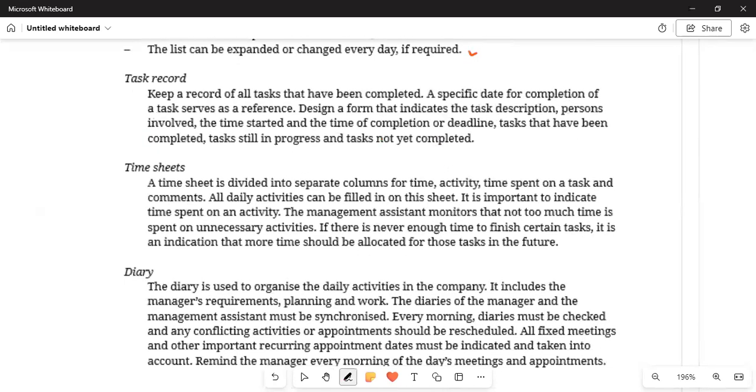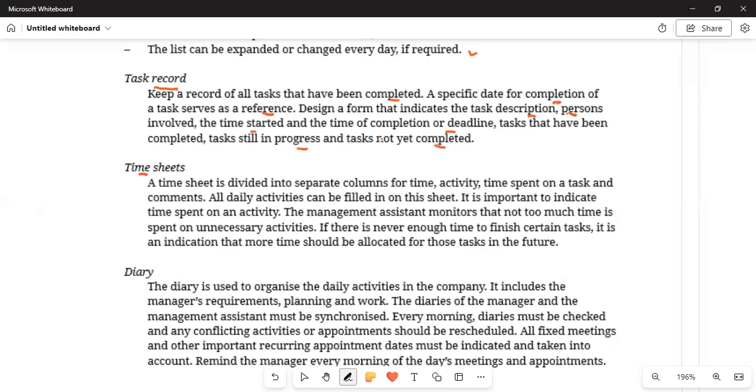Moving on to the task record, we say that it is to keep a record of all tasks that have been completed or accomplished. A specific date for the completion of a task serves as a reference to say that you have done the job. It also involves the time it was started and the time when it was completed, which is the deadline. It shows tasks that have been completed, tasks still in progress, and tasks that have not yet been completed, so that you can see where you are missing out.